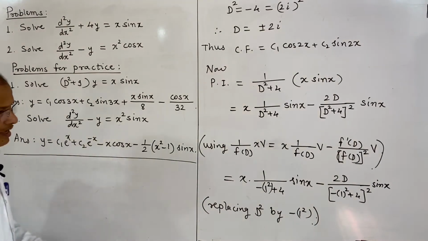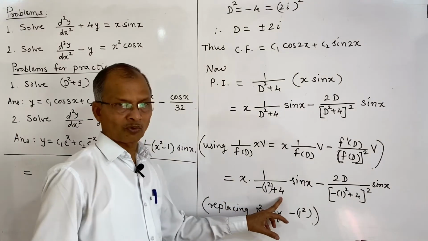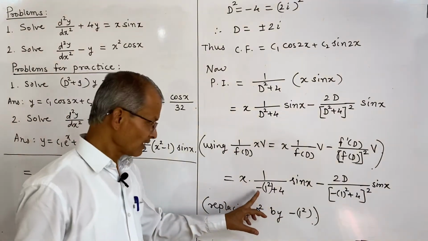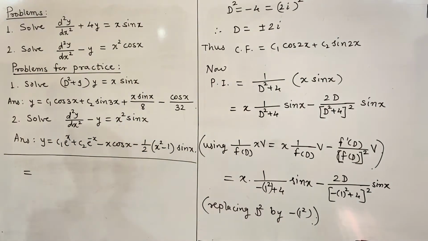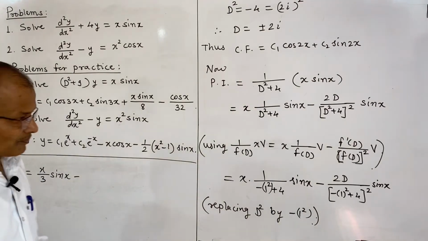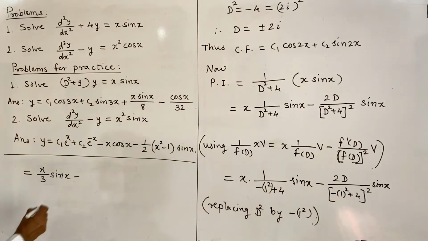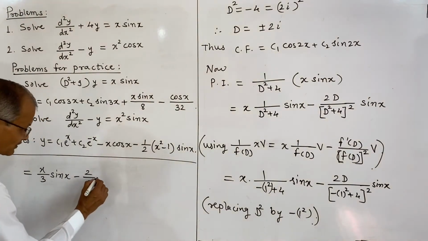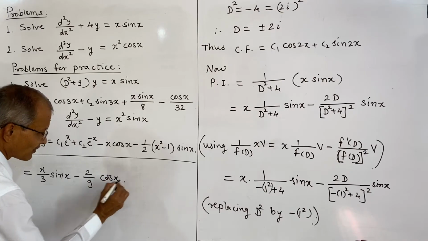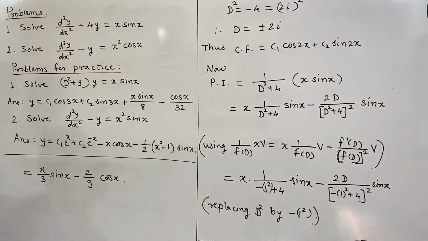Here a is 1, and further this can be evaluated as x times 1 upon minus 1 plus 4, which is 3. So it is x by 3 into sin x, and next is minus. Minus 1 plus 4 is 3, and 3 square is 9. So we write 2 by 9 d of sin x, and d of sin x means the derivative of sin x, which is cos x. Here d stands for derivative. So this much is the particular integral.